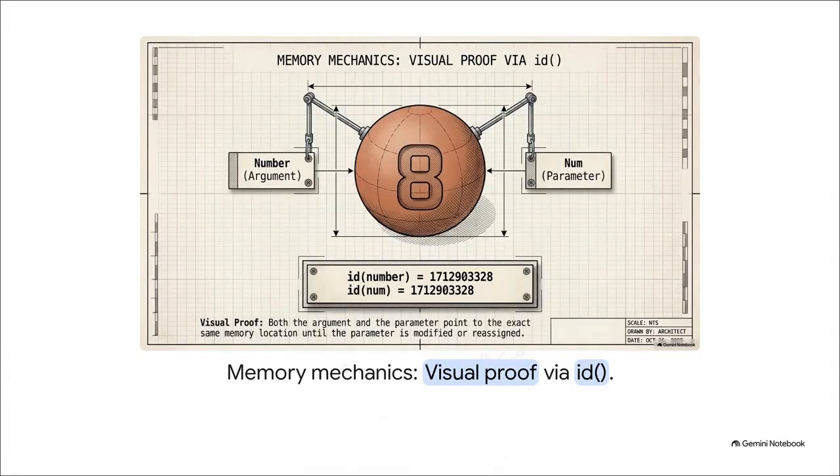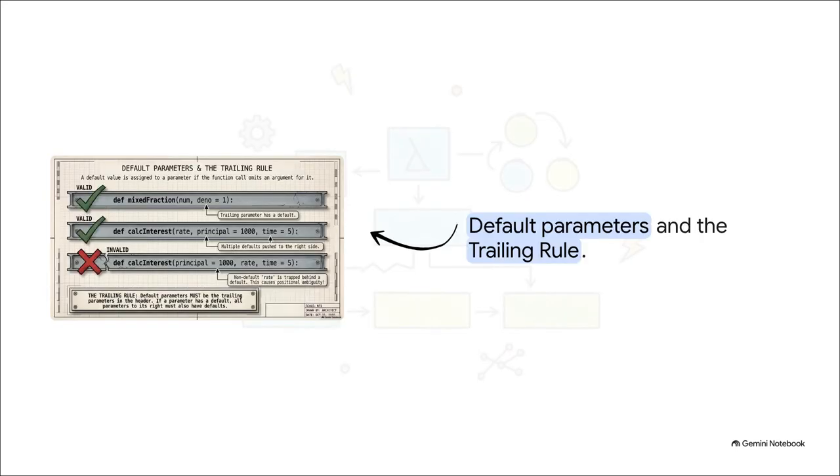Here's a really cool behind-the-scenes secret. If we use Python's built-in ID function, we get absolute proof that the argument and the parameter point to the exact same memory location. They are staring at the exact same data sphere. It's only when you modify or reassign the parameter inside the function that it breaks away into its own isolated memory space. Now, if you want to skip providing arguments sometimes, you can set default parameters as a fallback.